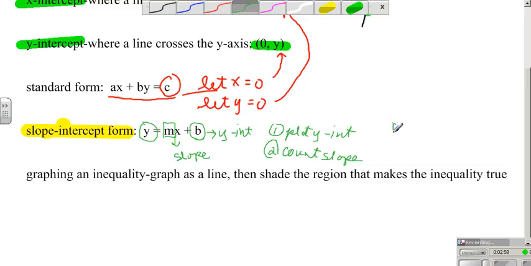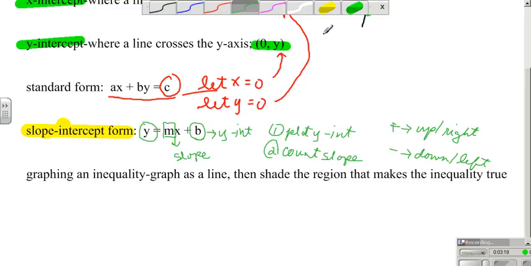Remember that a positive slope is up or right. A negative slope is down or left.